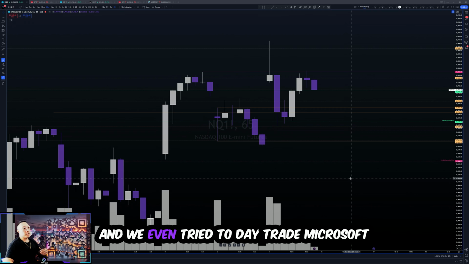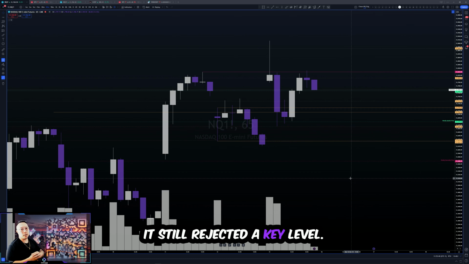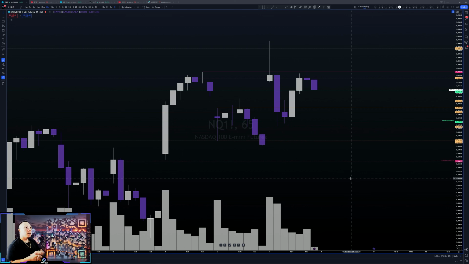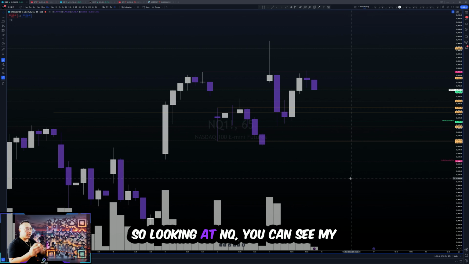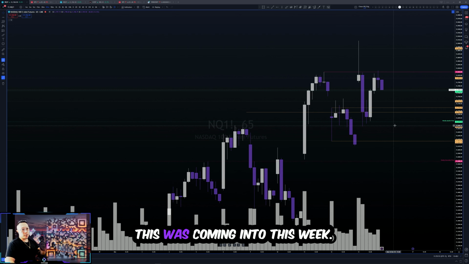We even tried to day trade Microsoft to see if it was a laggard on Friday. It still rejected a key level. Microsoft is the only one that hasn't seen new all-time highs yet. So looking at NQ, you can see my weekly downside pivot here at 568 and weekly upside pivot at 679. This was coming into this week.